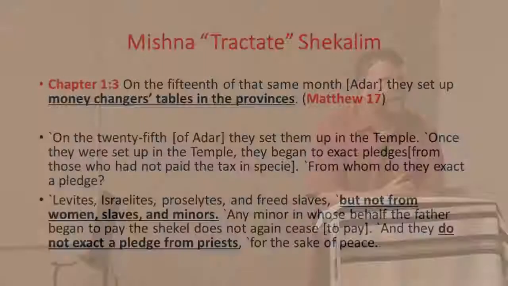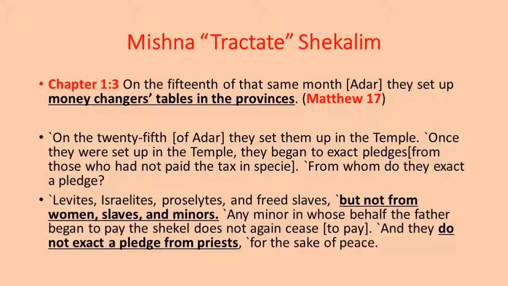Now we read in verse 3 of chapter 1 in the Mishnah. It says, on the 15th of that month of Adar, they set up money changers' tables in the provinces. So first they would get everything cleansed, built, and set up. Then the money changers would be put into place, because people would start coming earlier. Now this would also include the money tables; the exchange rates would be done in the Levitical cities. They would set them up at that point as well. Okay, so what happens in Jerusalem would happen in Capernaum as well.